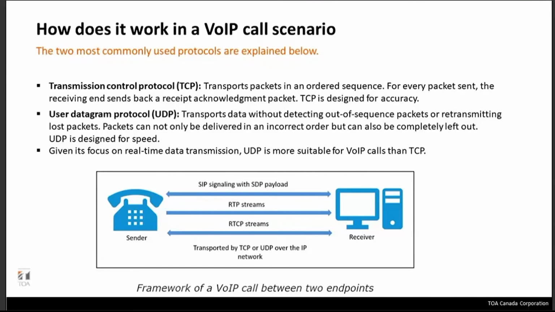As compared to UDP, UDP doesn't detect 1, 2, 3, 4, 5, 6, 7, 8, 9, 10, and if 6 is missing, it doesn't care. It says, okay, whatever. It looks bad, but it's good for voice, because of what happens if you use TCP.